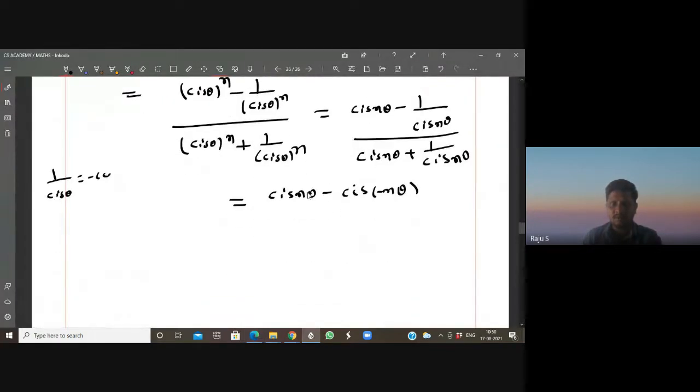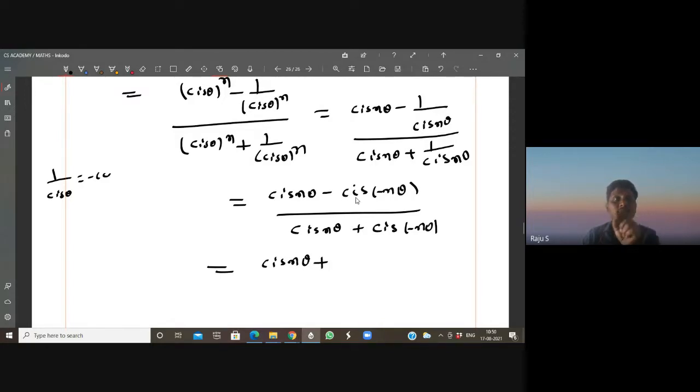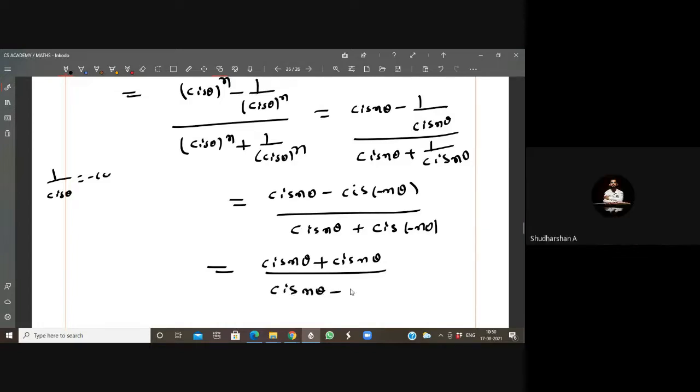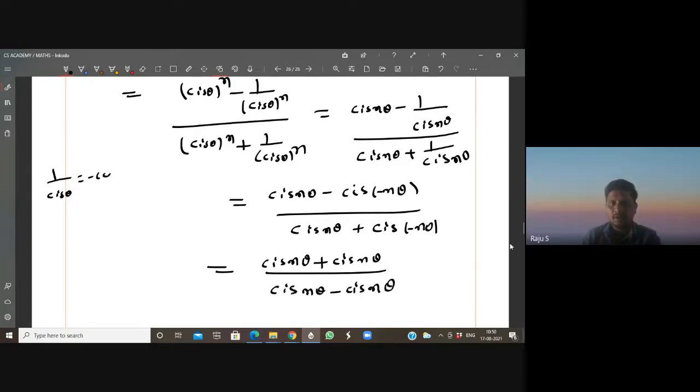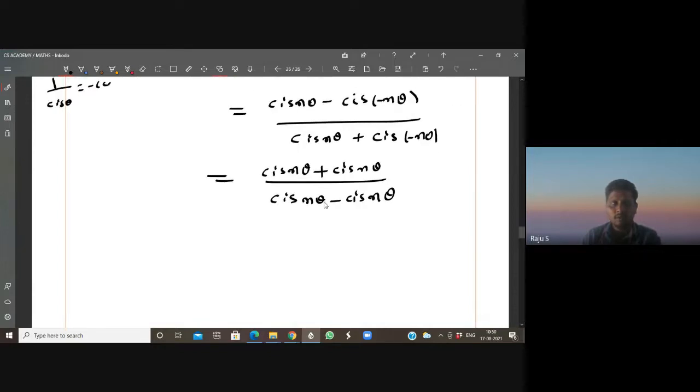Okay, fine. So here the denominator is cis n theta plus cis minus n theta. Since we know that cis of minus theta is minus cis theta, minus to minus plus cis n theta by cis n theta, 0, minus cis n theta. It is 0. Is it 0? Let's see. See here, undefined.